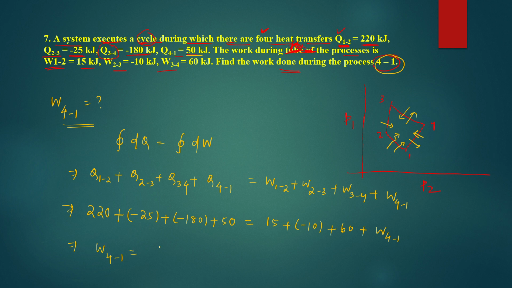So that will be equal to, let me calculate, 220 minus 25 minus 180 plus 50 minus 15 plus 10 minus 60, so that will be equal to 0, right? So here we are getting this W421 equal to 0. That simply means there is no work interaction during this process, right? During process 421 there is no work interaction, okay? So here the answer will be equal to 0, okay?